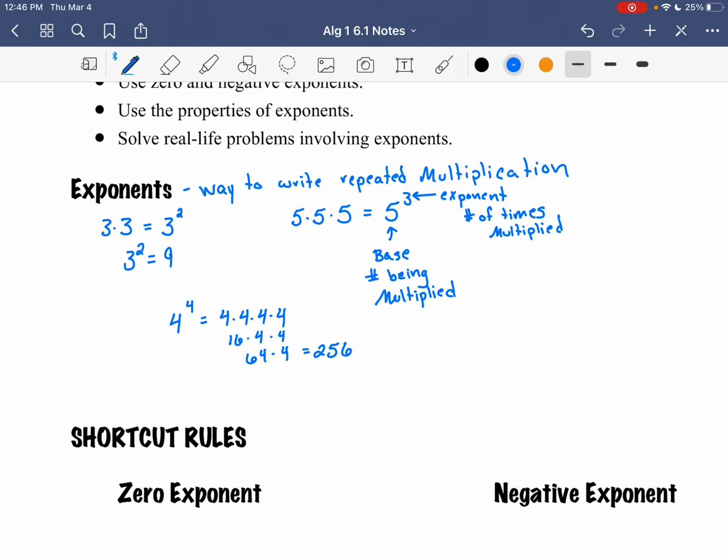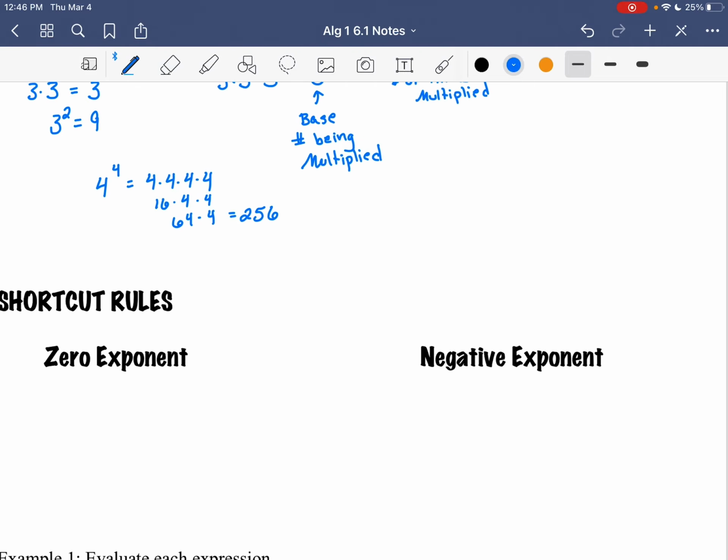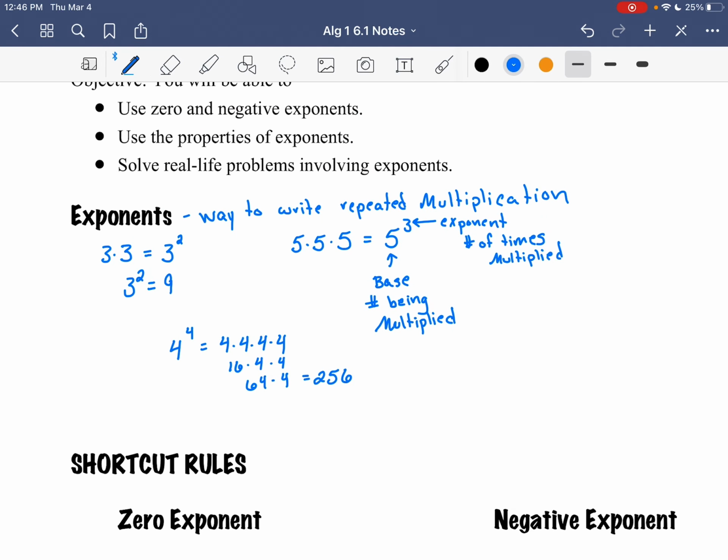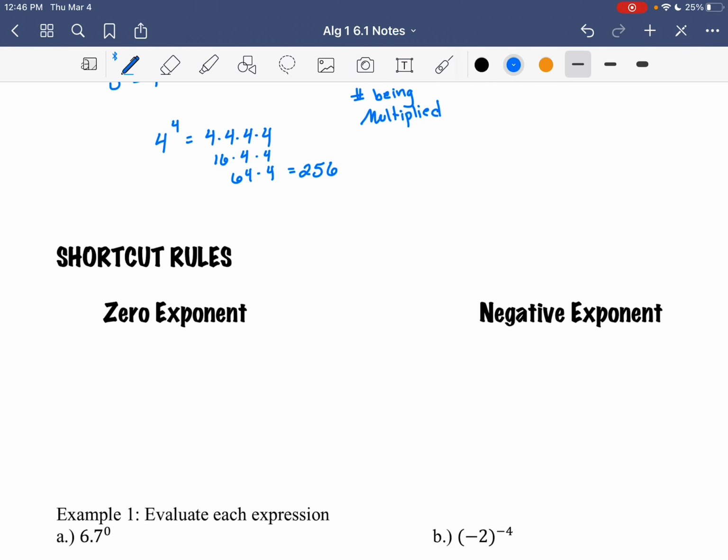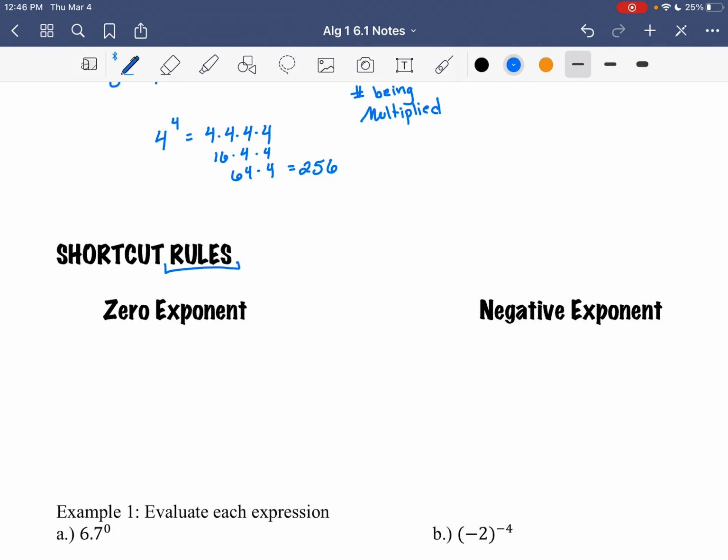So it's repeated multiplication. Just like multiplication is repeated addition, exponents are repeated multiplication. So now we're going to jump into probably a few new shortcuts. These are shortcut rules that we use. We'll explain where the rules come from later on in part 2, but for now, we're just going to know them as rules.